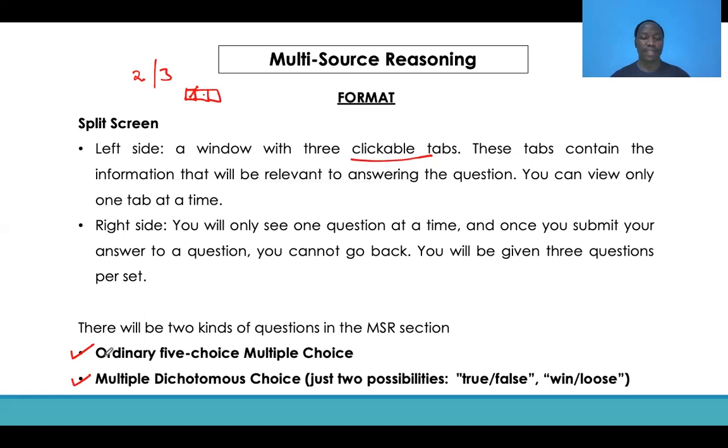Secondly, you can have multiple dichotomous choices. That is, the question will be divided like this. You'll either have a yes or no here, true or false here. Then you'll have some information that relates to the yes or no. So it's up to you to analyze the tabs that you're given, and from the analysis, choose whether these statements agree or disagree, or whatever, depending on what the 2 dichotomous choices will be. So it's up to you to relate that information to the choices provided here.